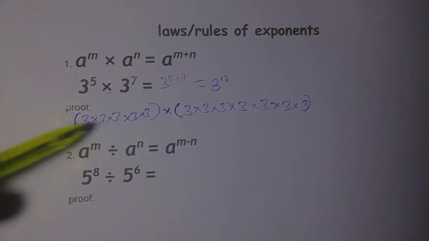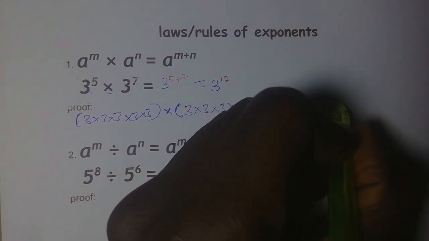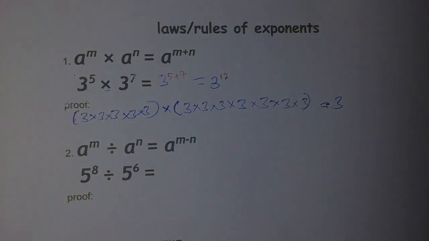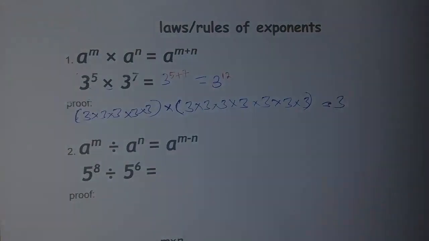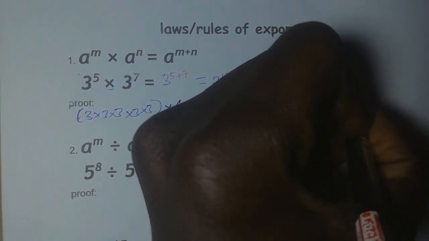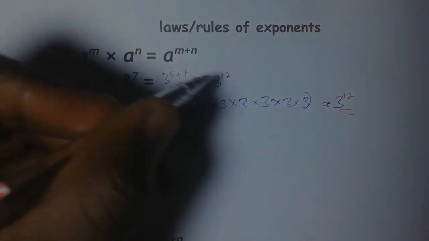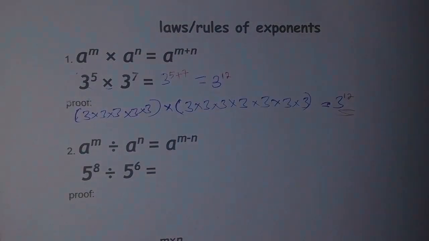So this can be written as 3 power the number of 3s in terms, as in this case 5 times and 7 times. If we add them together, we get 12. So that's how we got the first law.